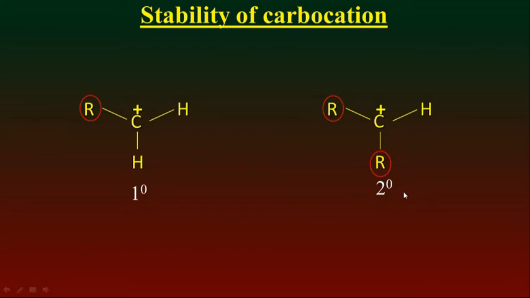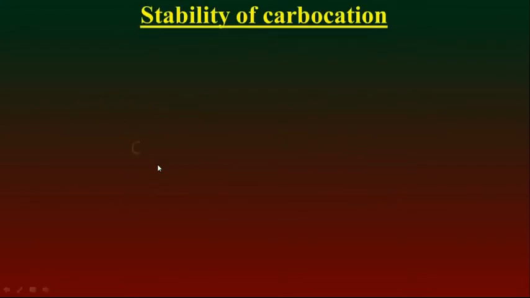So in 2 degree carbocation, the positive carbon atom can be easily neutralized by the 2 alkyl radicals. So we can say that 1 degree carbocation is less stable than 2 degree carbocation. That means 2 degree carbocation is more stable than 1 degree carbocation. Now consider the next example.